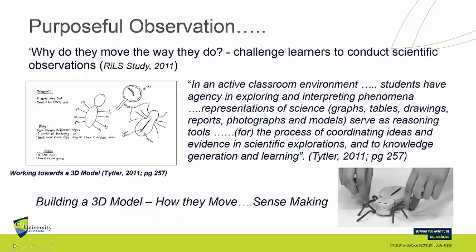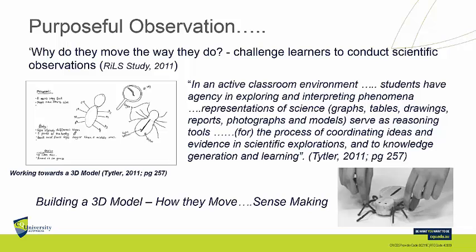More importantly, if we use this approach, we're talking about shifting students towards purposeful observation. The whole notion here is action. So why do animals move the way they do? We can challenge learners to conduct scientific observations. And students have the agency in an action-based classroom. If everything's active, things are moving. There are representations of science everywhere around them. There's graphs, tables, drawings, reporting.